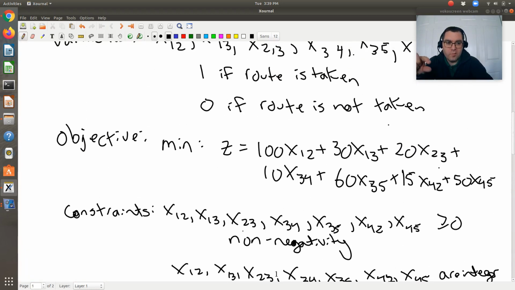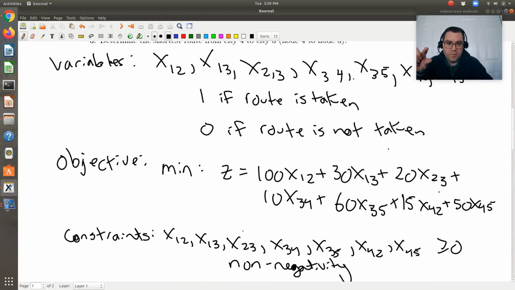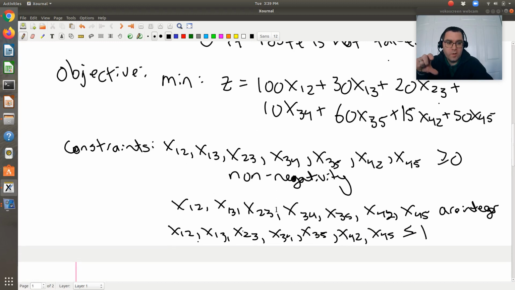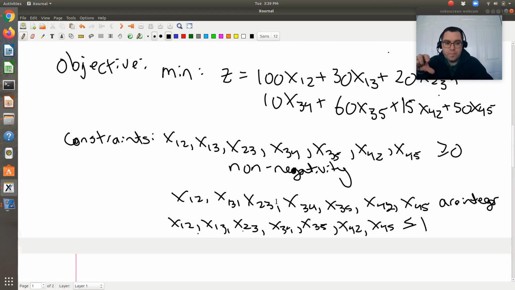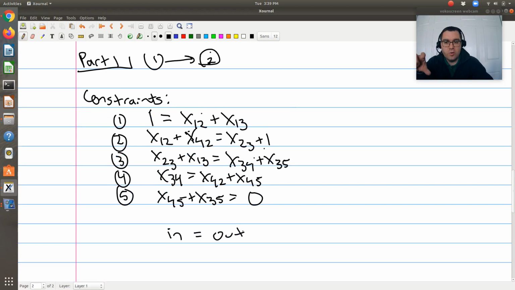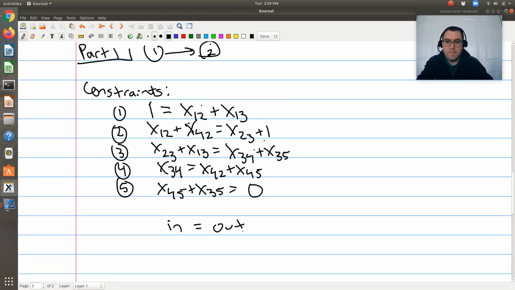So we have our variables. We have our objective, our general constraints, which will essentially force our variables to take on values of 0 or 1. And then here's our constraint specific to part 1.